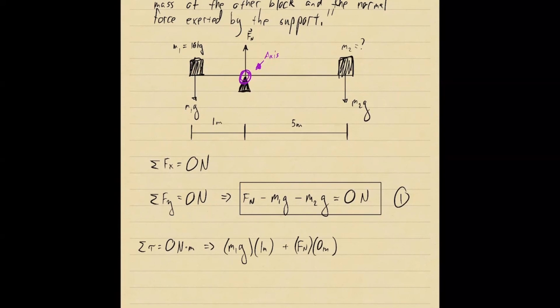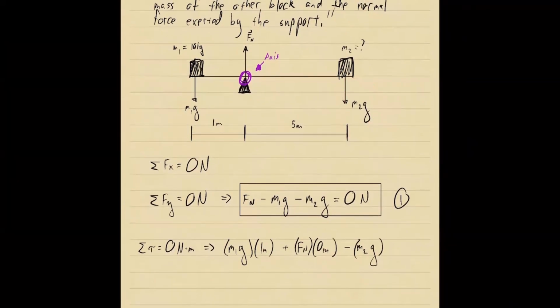And then we have the weight of the second block, M2. If we pretend all these other forces don't exist, then this is going to make our balanced board rotate clockwise around this axis of rotation. And because of that, it's going to produce a negative torque. So it's going to be M2 times G, the magnitude of the weight for the second block, times its distance away from our axis of rotation, which is going to be 5 meters. And all this should be equal to 0 Newton meters.